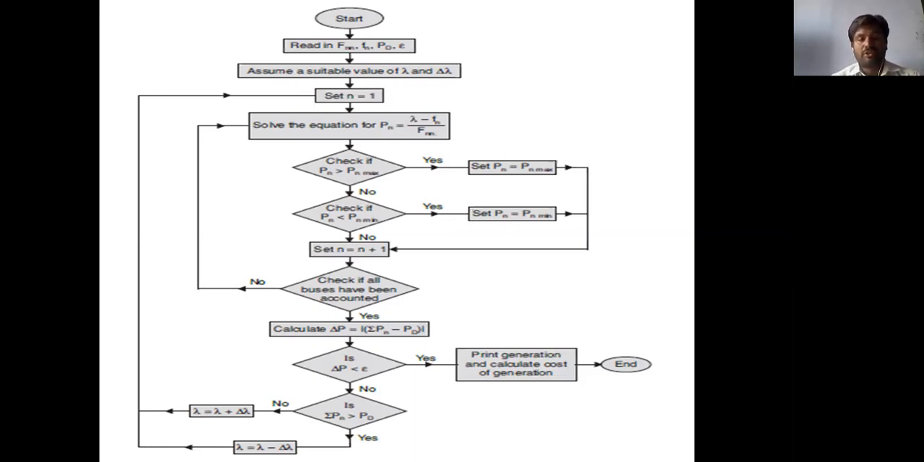The next step: if delta P is less than epsilon, and the condition is satisfied, print the generation, calculate the cost of generation, and end the program. If the condition is not satisfied, check if the summation of Pn is greater than Pd. If not, lambda equal to lambda plus delta lambda. If satisfied, lambda equal to lambda minus delta lambda, then go back to initially set n equal to 1. This is the flowchart for economic load dispatch.